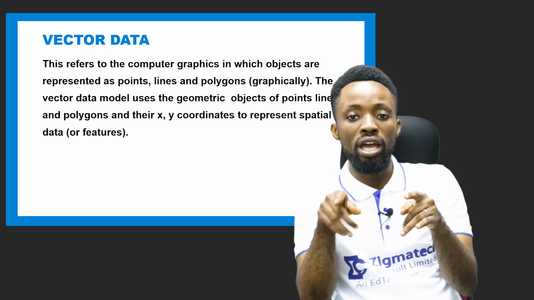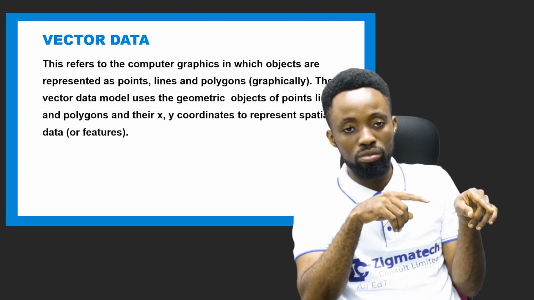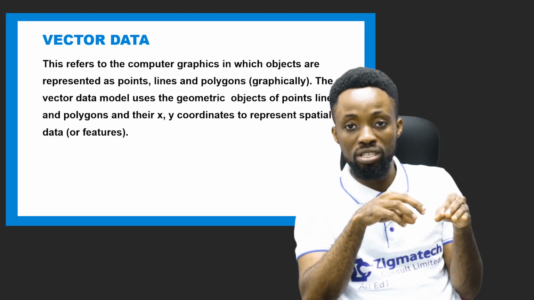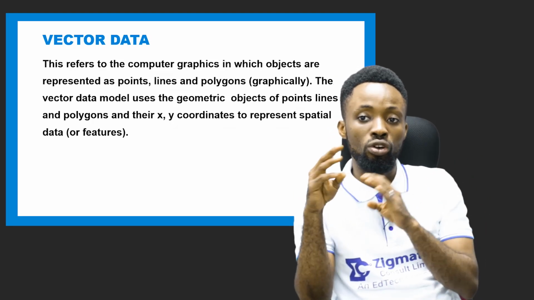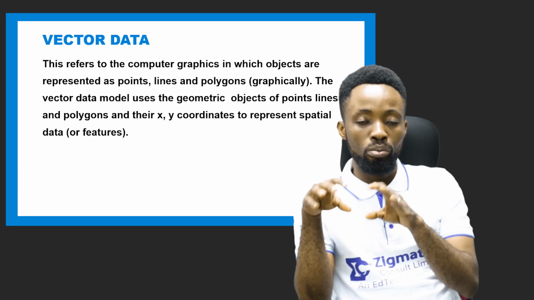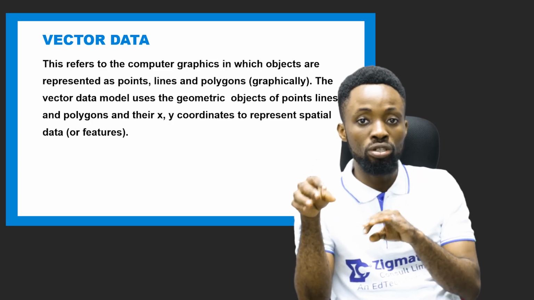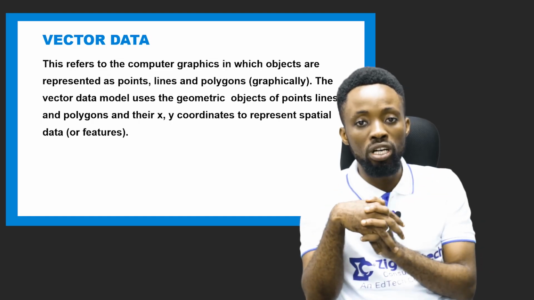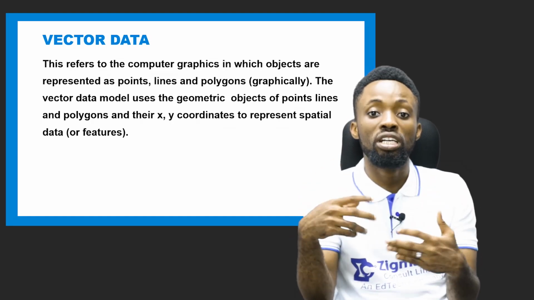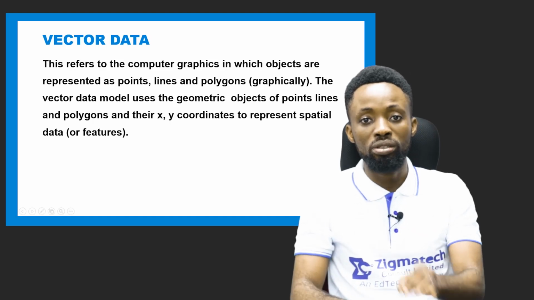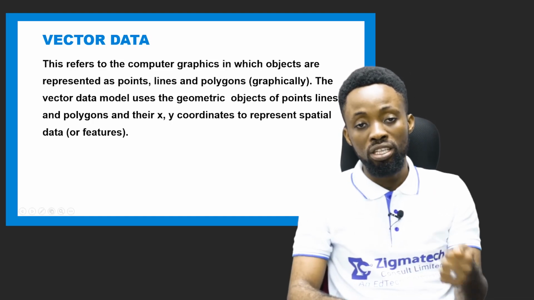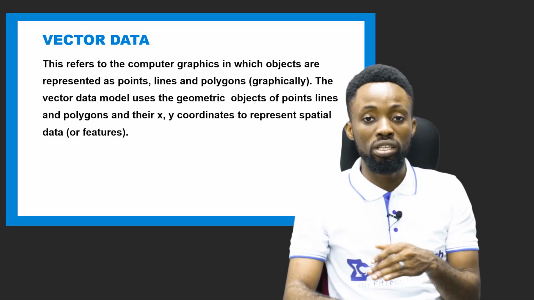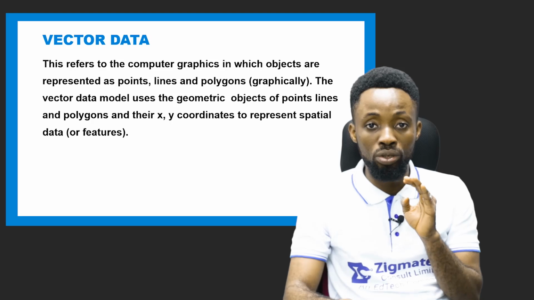So where for raster data we employ the use of grid cells and pixels, for vector data, on the other hand, we use points, lines, and polygons, as well as the x and y coordinates to display their spatial features or spatial data. So take note of that. Raster data makes use of pixels and grid cells, but vector data makes use of polygons, lines, and points.